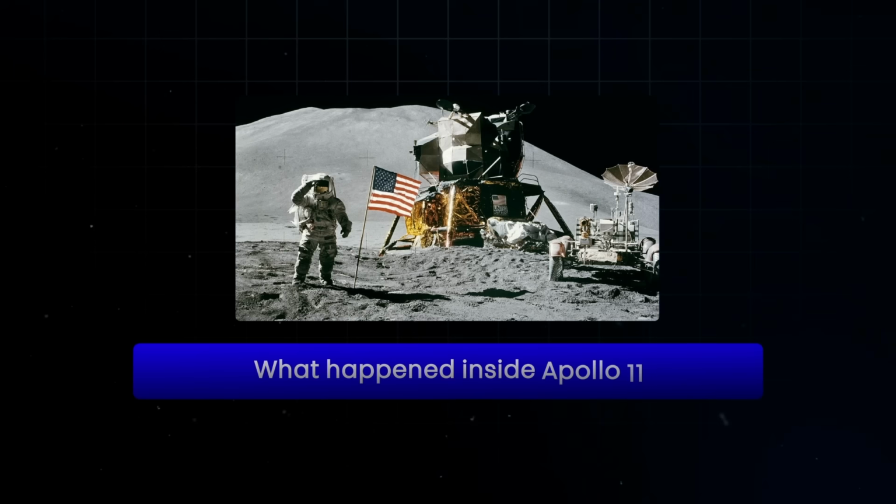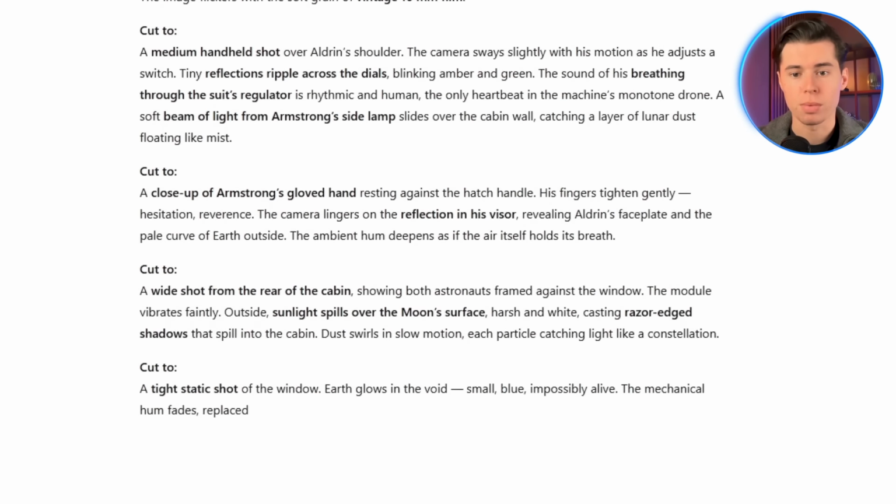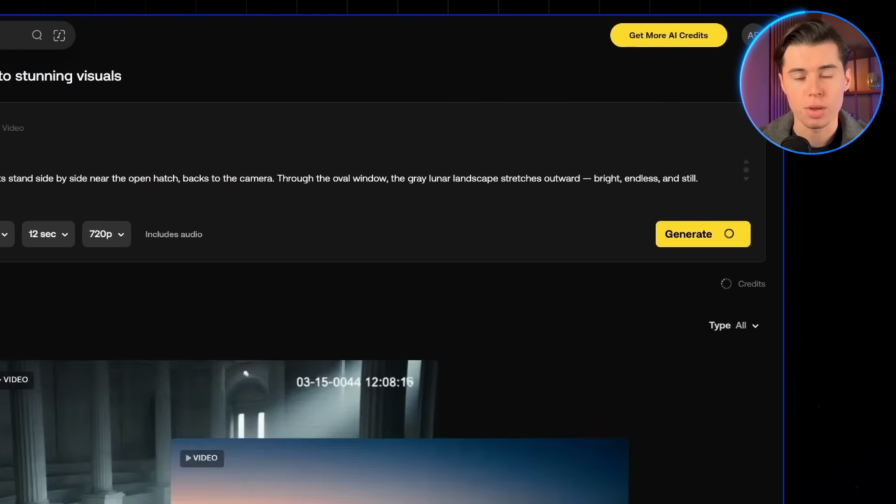Now let's bring things back to more modern times and take a look at what happened inside Apollo 11. There could have been cameras back then, but we'll imagine that there weren't any. So using the same process as before, as usual, I got my prompt from ChatGPT, then pasted it into Artlist and generated this.